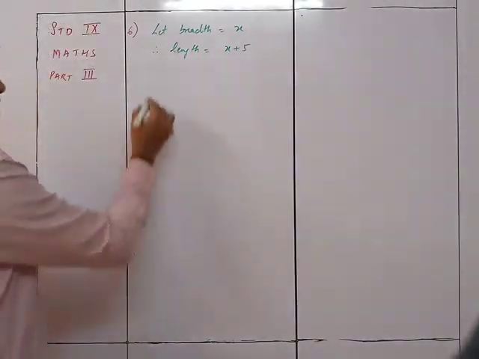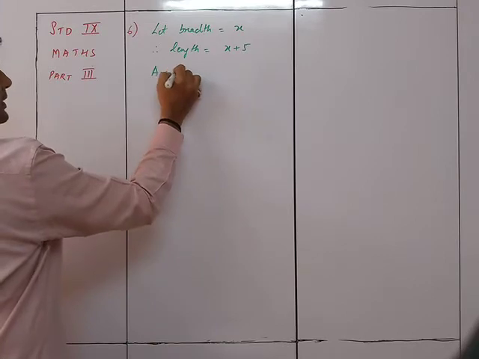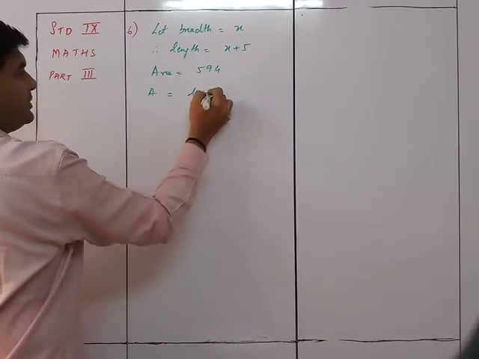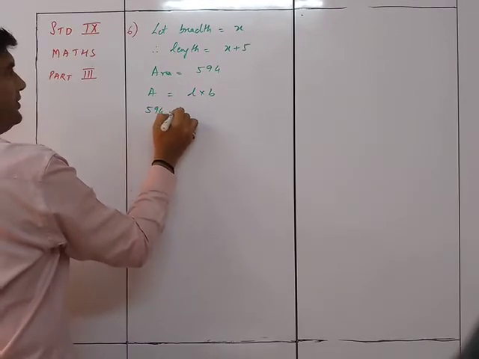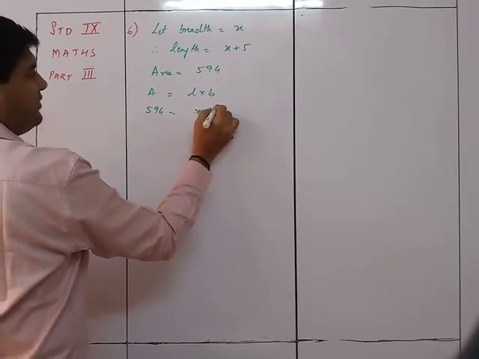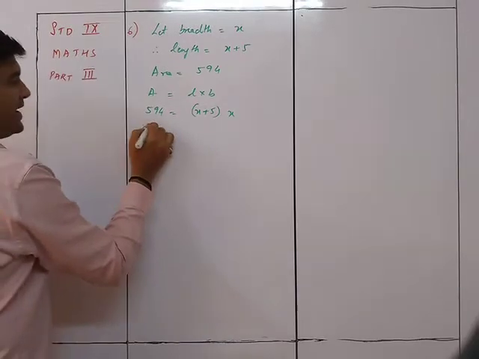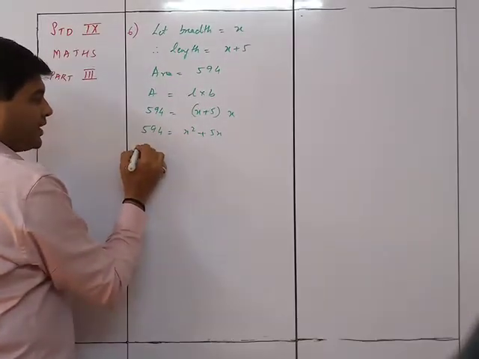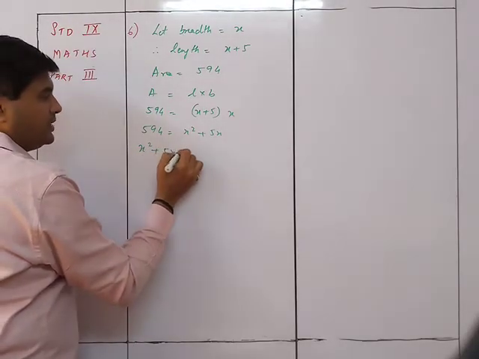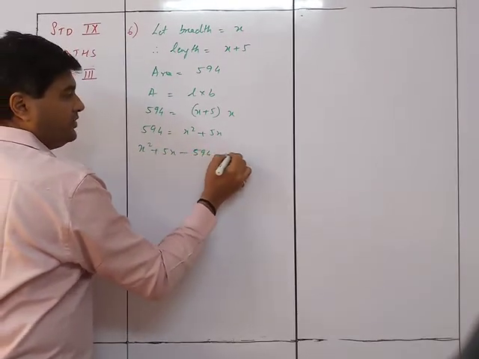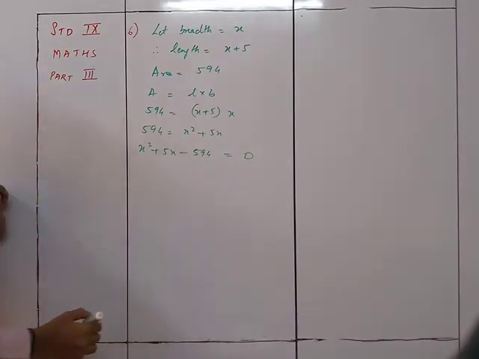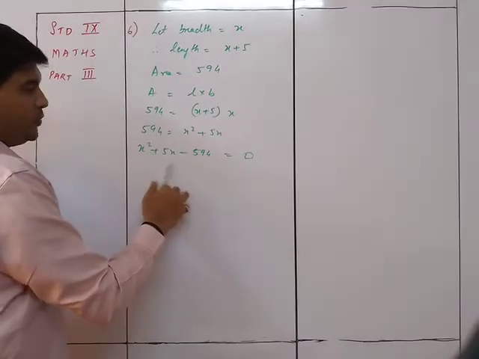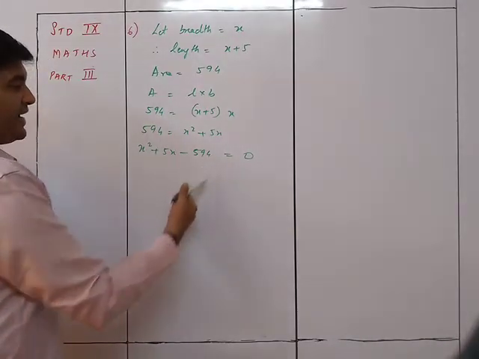And the area is 594. Area is equal to 594. So area is equal to length into breadth. So 594 is equal to x plus 5 into x. So 594 is equal to x square plus 5x. So you get a quadratic equation, x square plus 5x minus 594 is equal to 0. We need to split 5 into 2 parts such that the multiplication is 594.